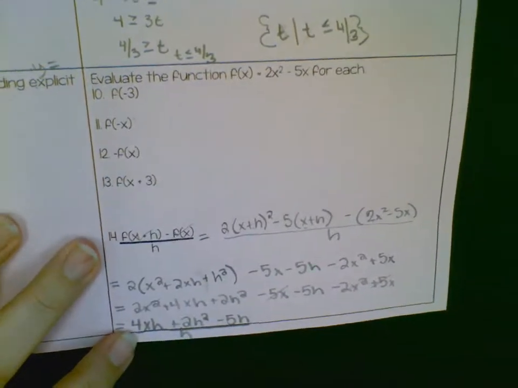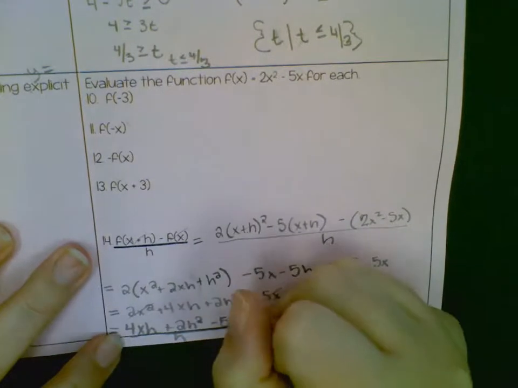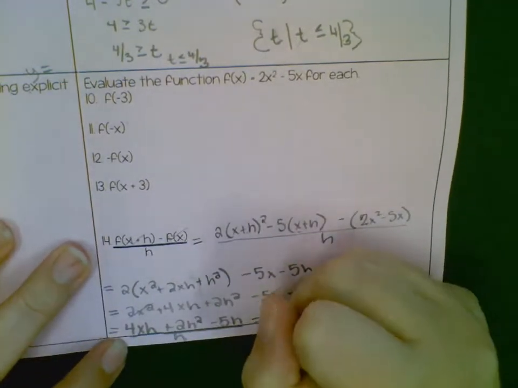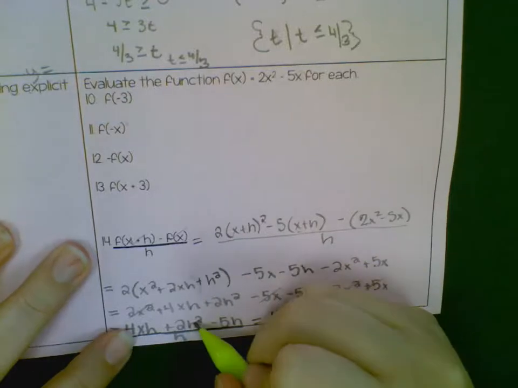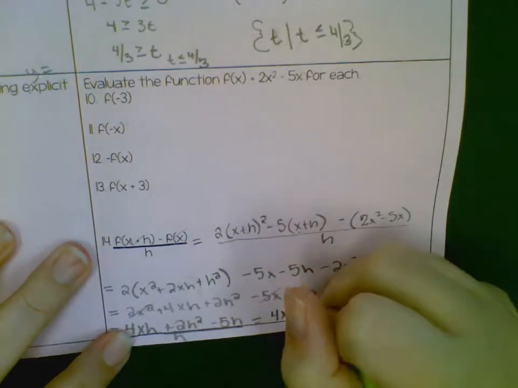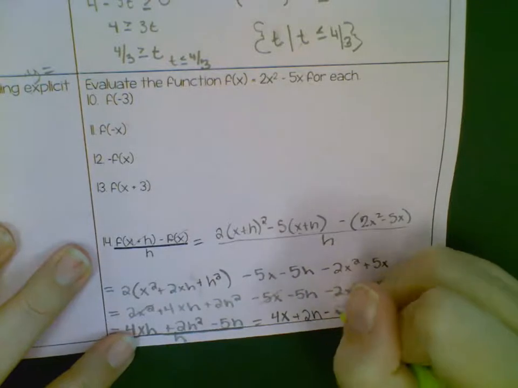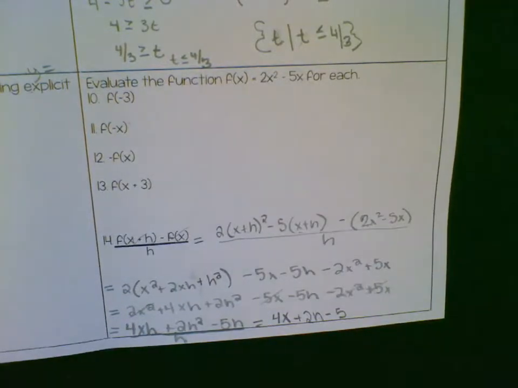So every single term we have there has an h, so that means we can simplify. So if I have this over this, those h's cancel out, so I'd have 4x. 2h squared over h would just be 2h. And then minus 5h over h would just be minus 5. So that would be our final answer for that one. So if you got confused, make sure you star it, and or circle, and we'll talk about it in class.